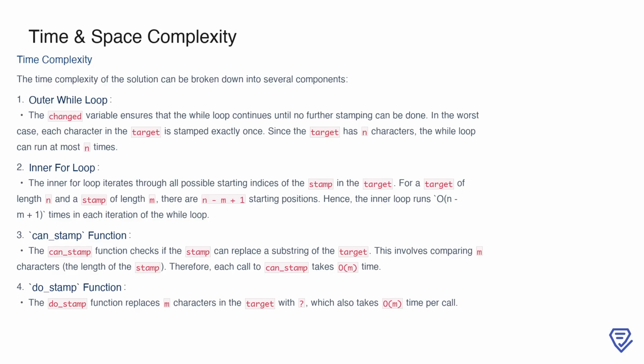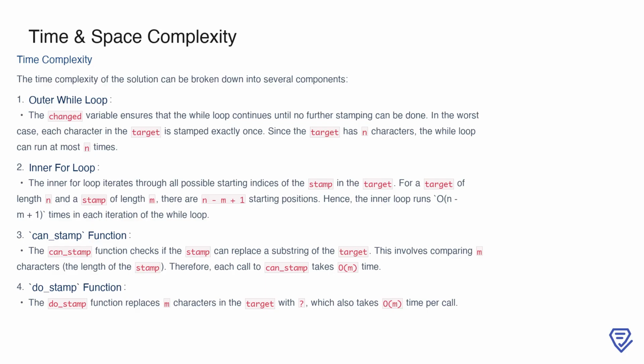First, the outer while loop is controlled by the changed variable, which ensures that the loop continues until no more stamping operations can occur. In the worst case, each character in the target string is stamped exactly once, so the while loop can run at most n times, where n is the length of the target. Inside the while loop, we have an inner for loop that iterates over all possible starting indices where the stamp could fit within the target.